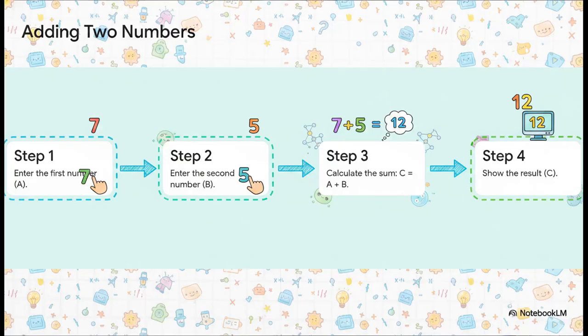And look, algorithms don't have to be super complicated. Just check out this example for adding two numbers. It's a simple four-step recipe, right? You take one number, you take a second number, you add them together, and then you show the final answer. That's it. This is an algorithm in its purest form, and it shows you how even really complex computer operations are built from these basic logical steps.